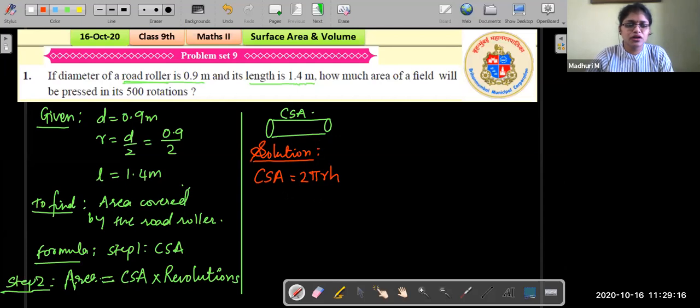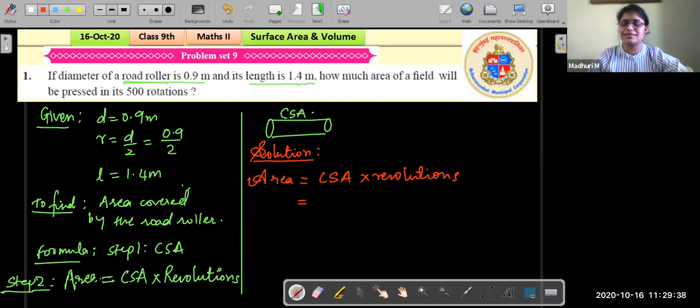And of course, we can do one more thing. We can straight away find the area, because that will help us in some calculations. So area is equal to CSA times revolutions. Let us do it together, because the number of revolutions is going to help us in the calculations.